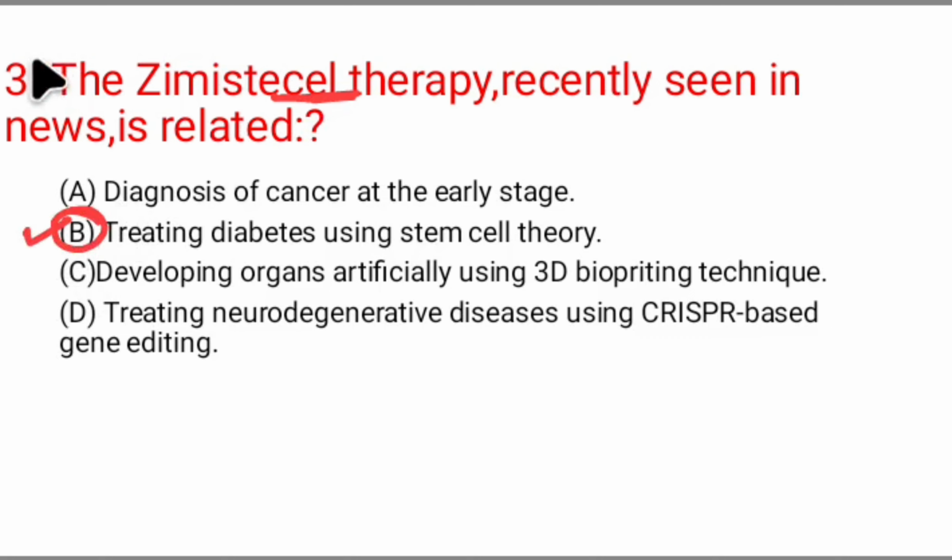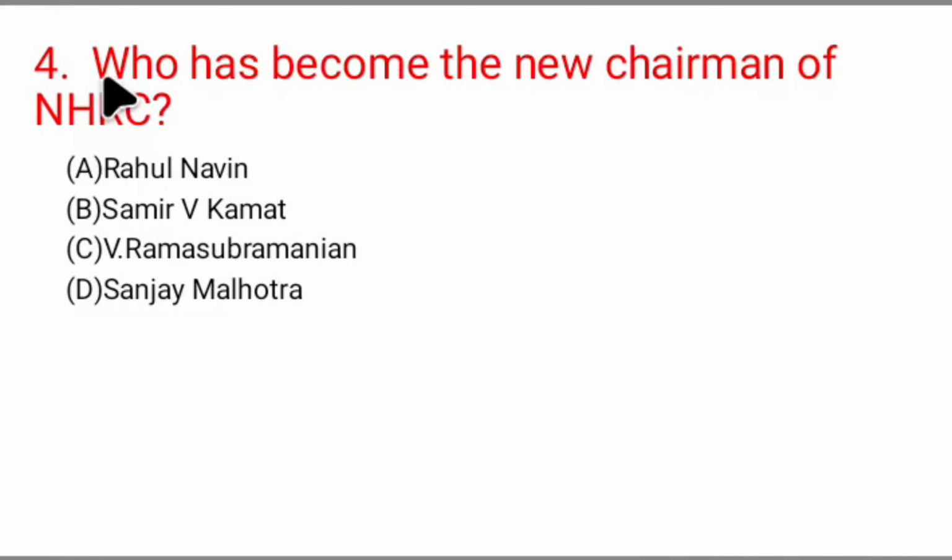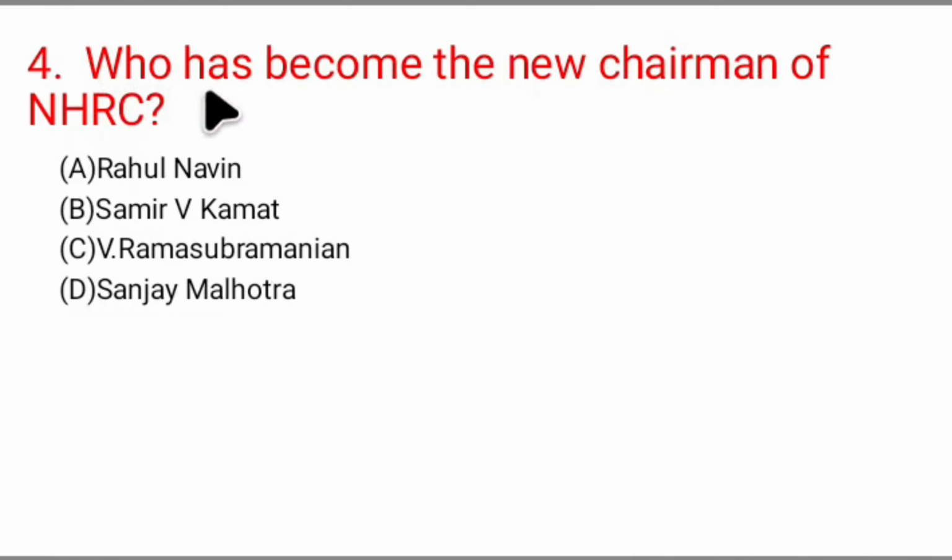Who has become the new chairman of NHRC? The given options are Rahul Navin, Samir V. Kamath, V. Ramasubramanian and Sanjay Malhotra. The correct answer for this question is option C, V. Ramasubramanian. He is the new chairman of NHRC. And talking about Rahul Navin, he is the Enforcement Directorate Chairperson. Samir V. Kamath, DRDO Chairperson. And Sanjay Malhotra is the RBI new governor.